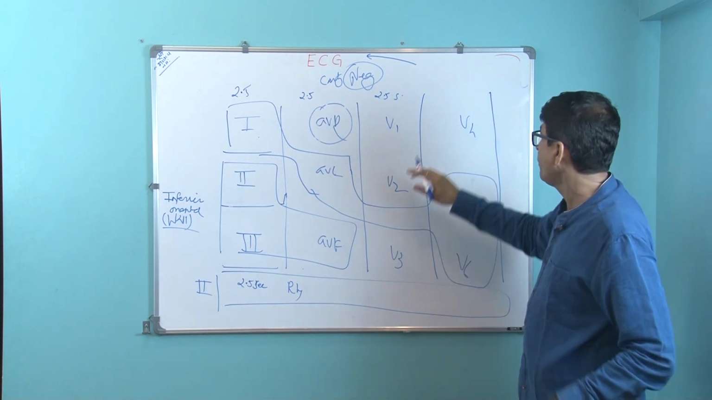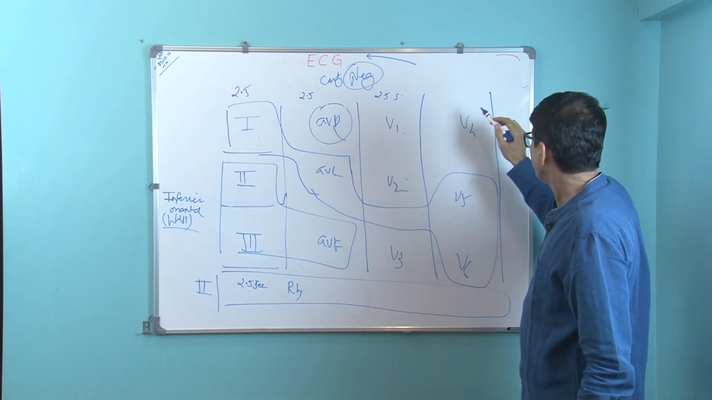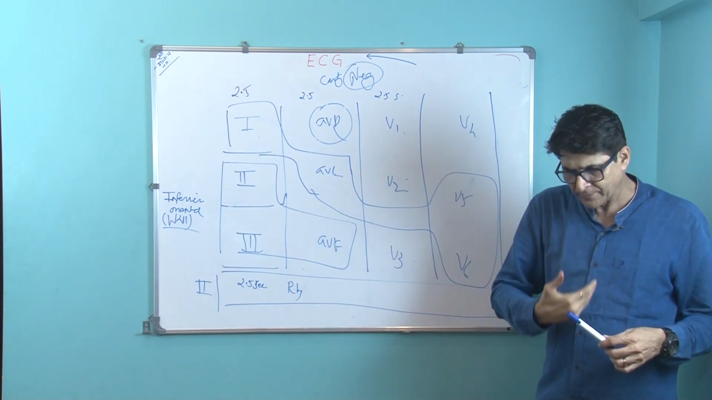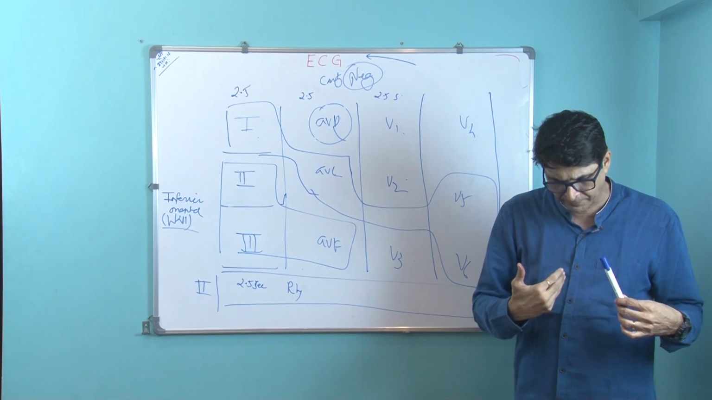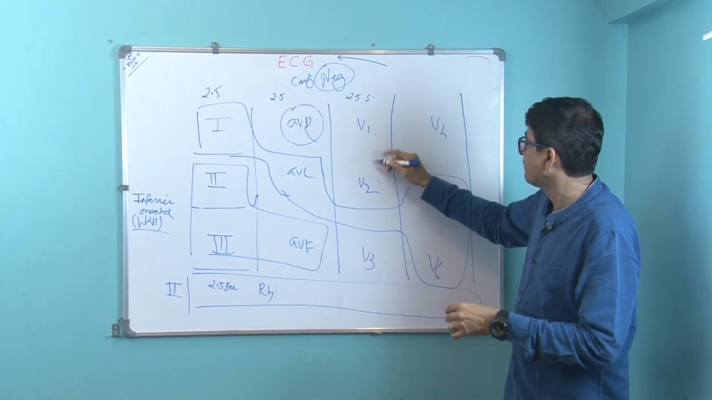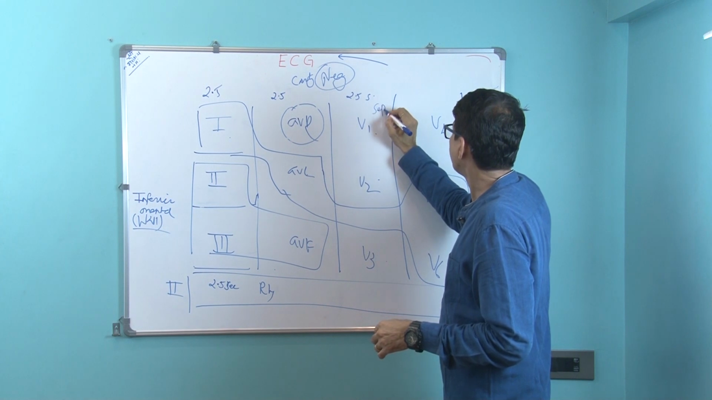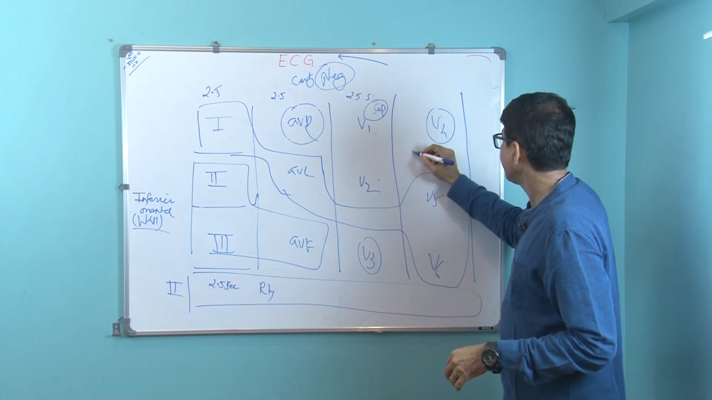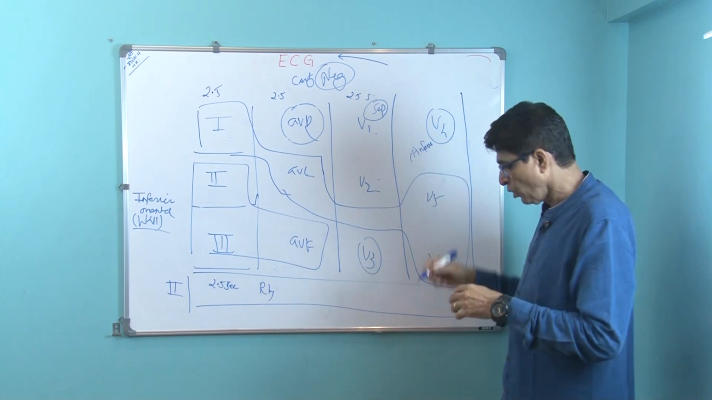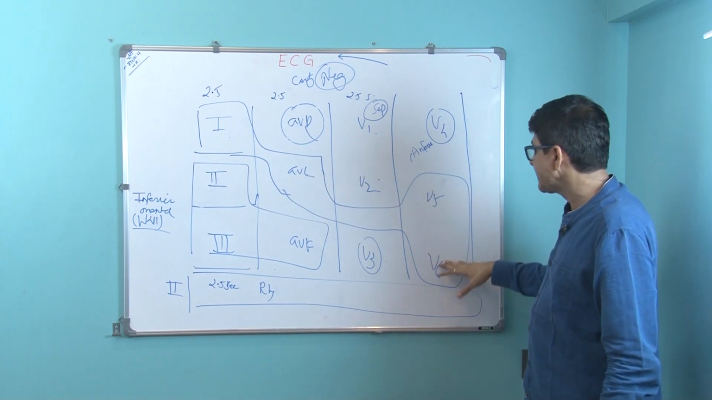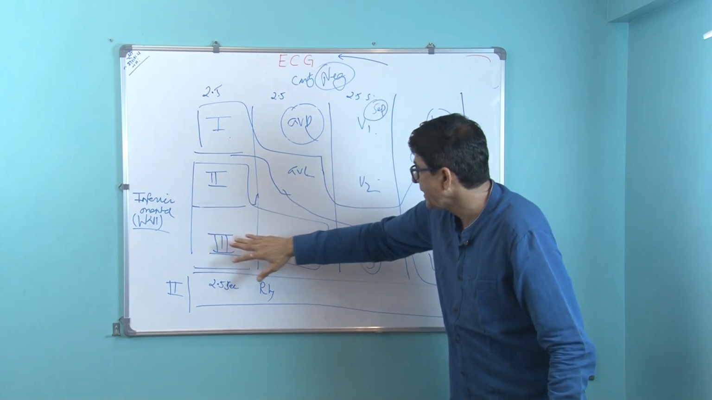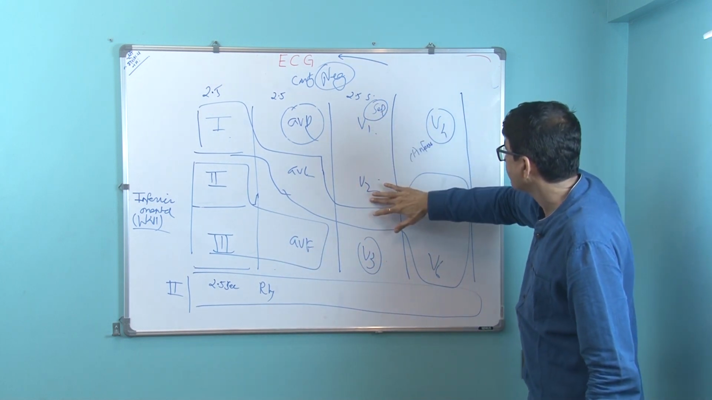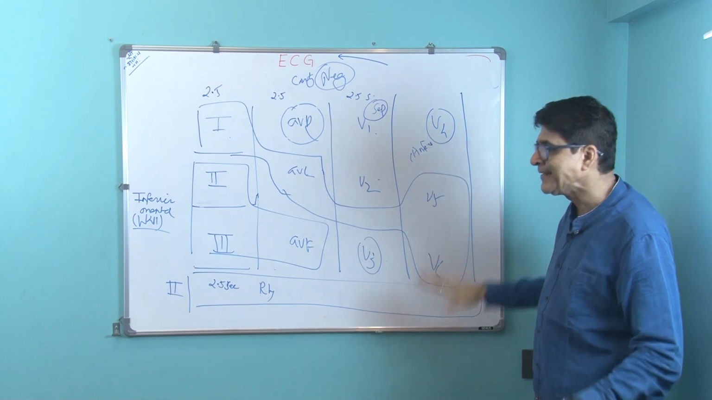Now only V1, V2, V3 and V4 are remaining. See, V1, V2 is the septum, the intraventricular septum. And V3, V4 is anterior. So, lead 1, AVL, V5, V6 lateral oriented; 2, 3, AVF inferior; V1, V2 septum; V3, V4 anterior.